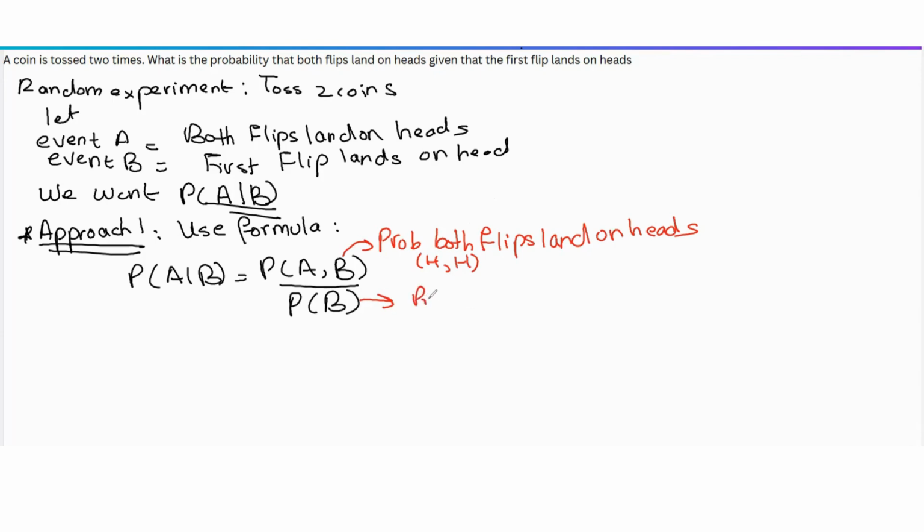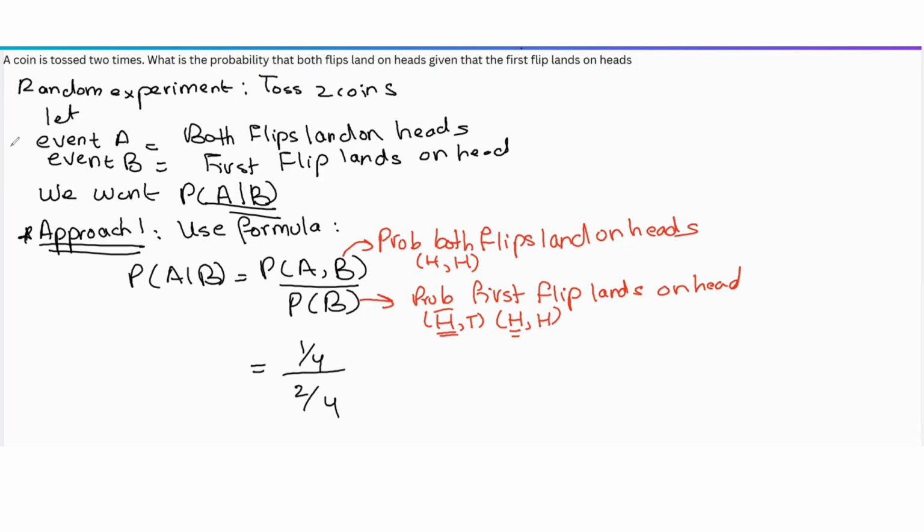And what is the probability of B? The probability of B is the probability the first flip lands on head. And this includes the outcomes head-tail and head-head, right? Because the first flip should land on head, the second flip could be a head or tail. So both outcomes are incorporated by event B. Now, if we calculate these probabilities, the upper probability turns out to be 1 by 4 and the lower probability turns out to be 2 by 4.